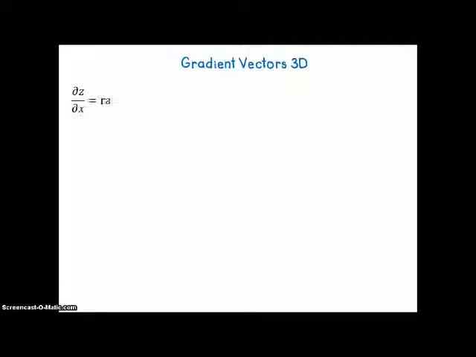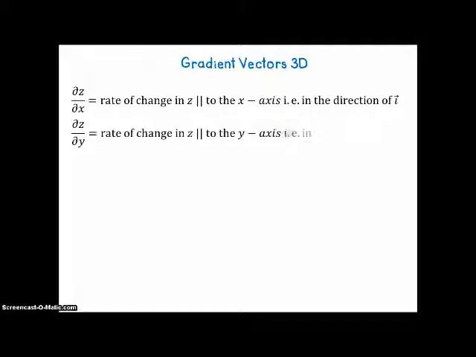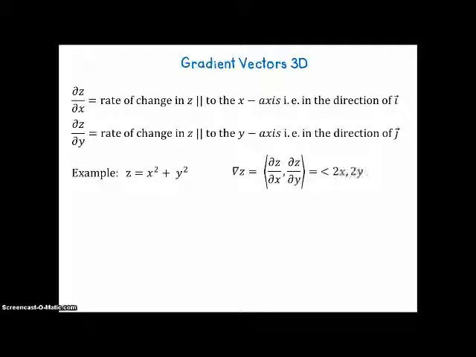Gradient vectors in 3D. The partial derivative of z with respect to x is the rate of change in z parallel to the x-axis, in the direction of i, in other words. And the partial derivative with respect to y is the rate of change in z parallel to the y-axis, that is, in the direction of j. So for example, if we have z equals x squared plus y squared, then the gradient of f or z, you can use either letter, is going to be the partial derivatives with respect to x and y as the components, which in this case are 2x and 2y.